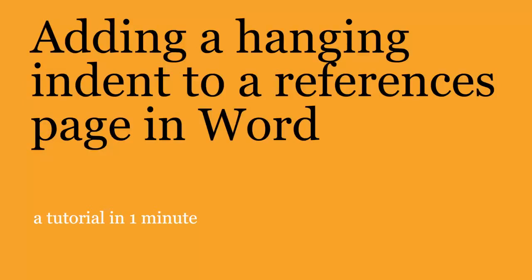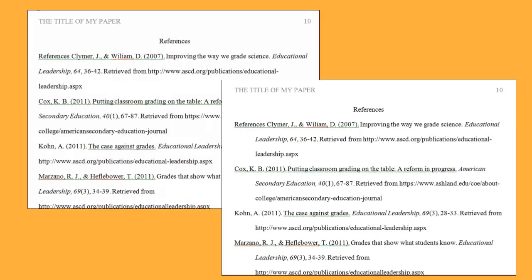Adding a hanging indent to a references page in Word, a tutorial in 1 minute. A hanging indent formats your references so only the first line of text aligns with the left margin. The following lines of each reference are indented.